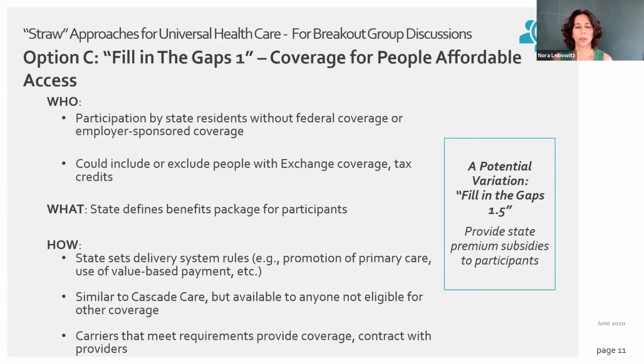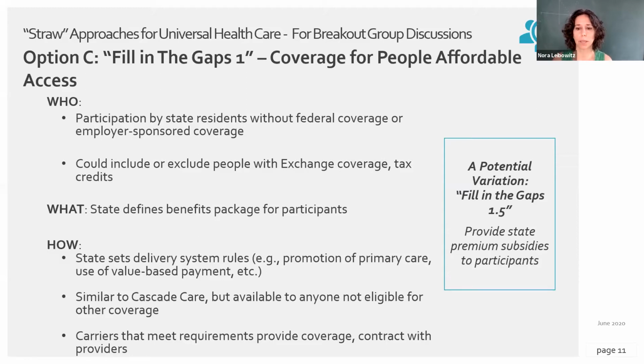And this is familiar to a lot of you from Cascade Care, where the state is defining the benefit package, and in this case, it really is the essential health benefits, and the state is also setting the rules for the delivery system and saying, how can we make a healthcare program with rules that really work for optimizing people's health and taking care of people. So in this case, as set up now with Cascade Care, carriers that meet the requirements to participate can participate, and they would contract directly with providers.